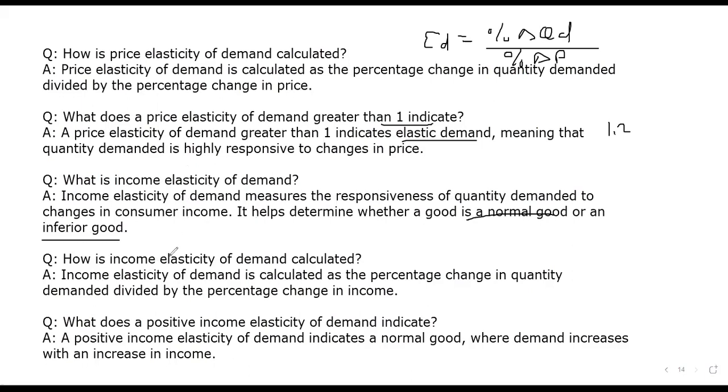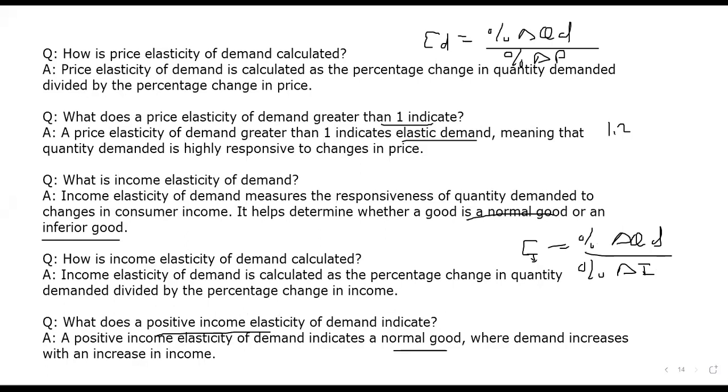So how is income elasticity calculated? It is simply the percentage change in quantity demanded over percentage change in what? Income. So what happens if we have a positive income elasticity? It indicates that this is a what? A normal good. All right.